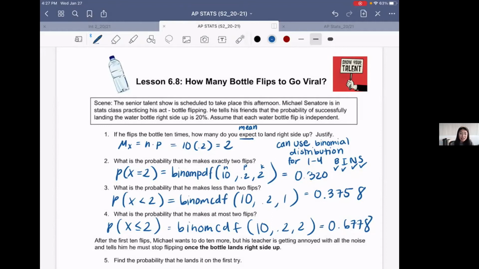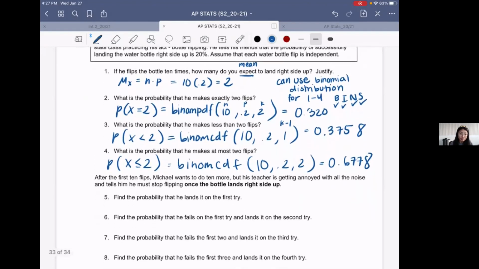And then next is making less than 2. If he makes less than 2, he can make it 0 times or 1 time. So notice I use binomial CDF, and then my k value is k minus 1, which is 1, because I don't want 2. The only ones I want are 0 and 1. Versus problem 4, where the last number is 2 because he makes at most 2, so I include 2 in this one. Hopefully those percentages were correct on your end.